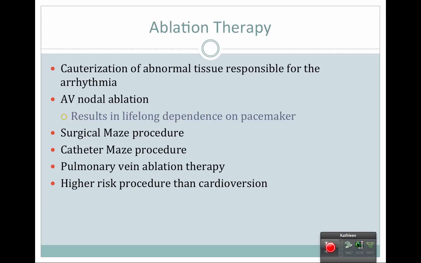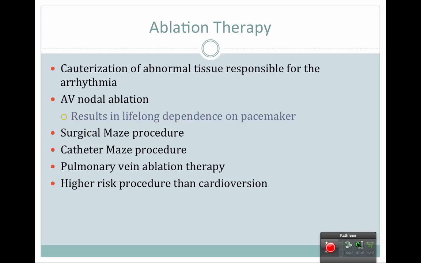The Maze procedure is a surgical treatment for atrial fibrillation. The surgeon can use small incisions, radio waves, freezing, or microwave or ultrasound energy to create scar tissue. The scar tissue, which does not conduct electrical activity, blocks the abnormal electrical signals causing the arrhythmia. The scar tissue directs electrical signals through a controlled path or maze to the lower heart chambers, the ventricles. The Maze procedure is usually done during open heart surgery.